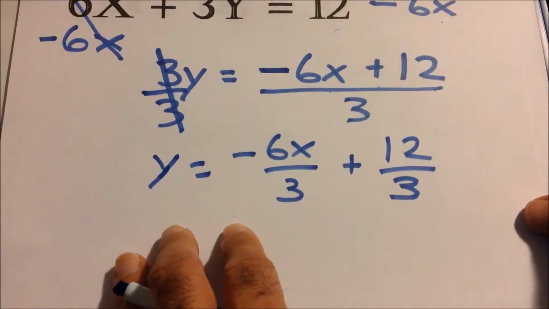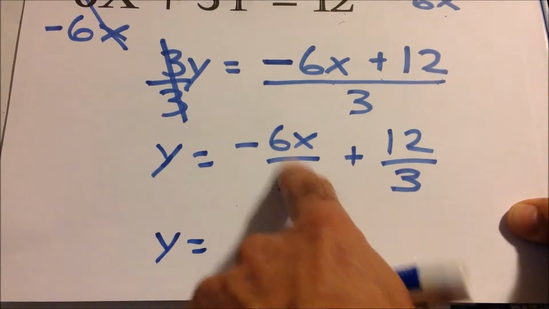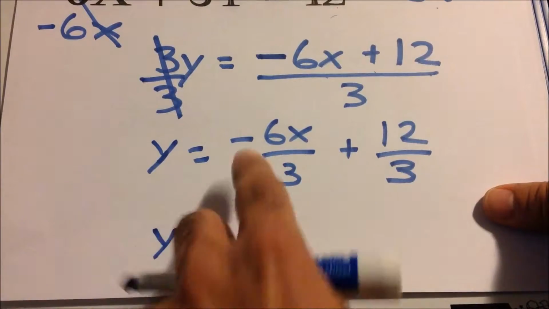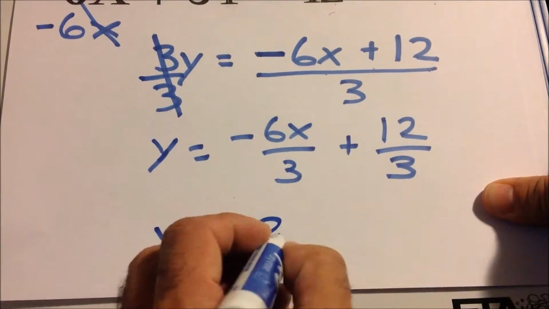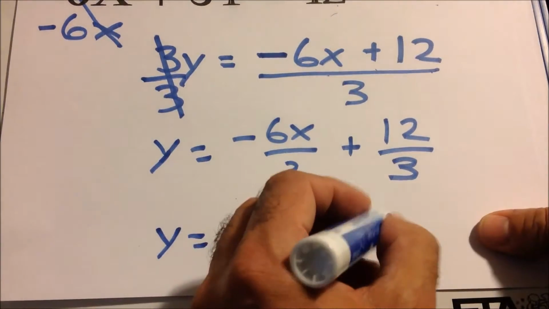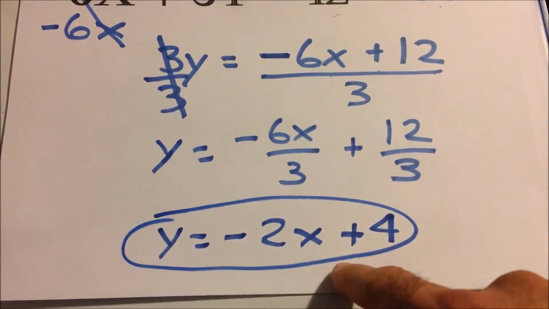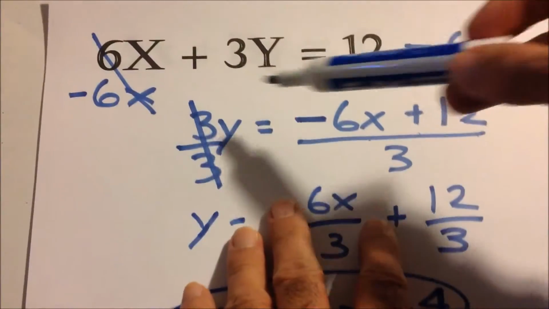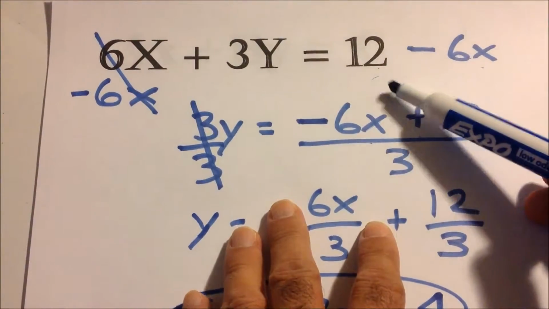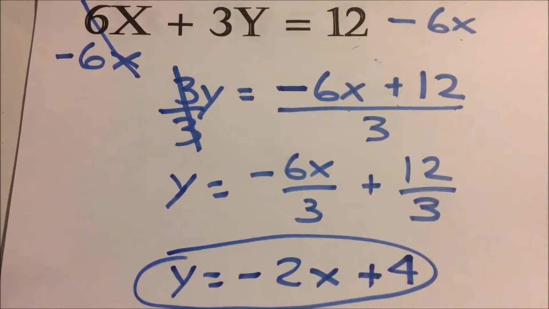Now 3 goes into 6 twice, but there's a negative, so we're going to have negative 2x. And 3 goes into 12 4 times. This is our answer. This is in slope-intercept form, and this was in standard form. Let's do another one so you're comfortable with that.